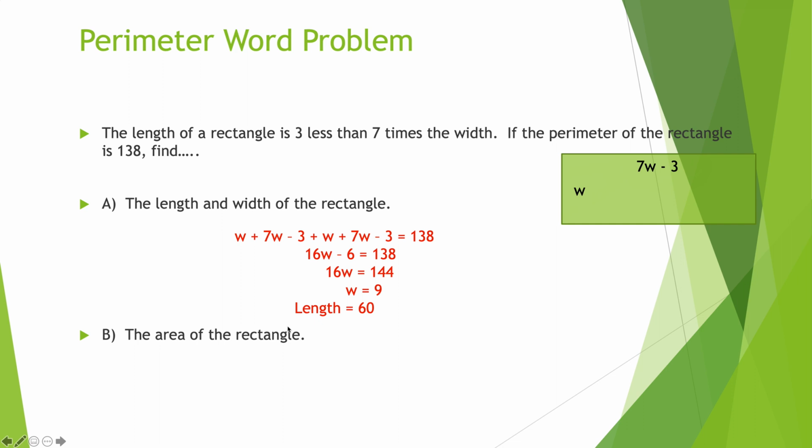Area of a rectangle we know is length times width. So I simply do 60 times 9 and I get 540. Okay, so that's a perimeter question, and I think you should be pretty comfortable with that. We've done probably 10 of them, 8 or 10 of them by now, maybe more.